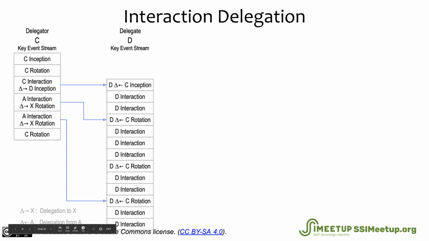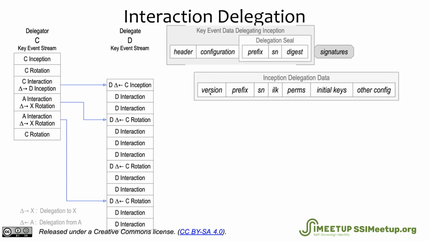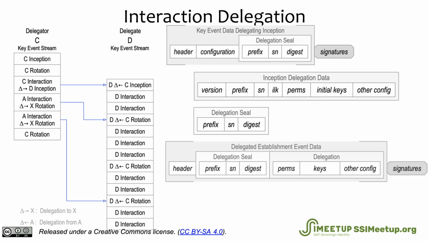Anybody wanting to verify this can just go to this key log, verify up to this point, use the anchor to go back to here, and verify up to the root of trust. And here's all of the associated information in the events. Here's the delegating inception event, here's the delegation anchor, and the digest here is the digest of this data, which is the delegation data.